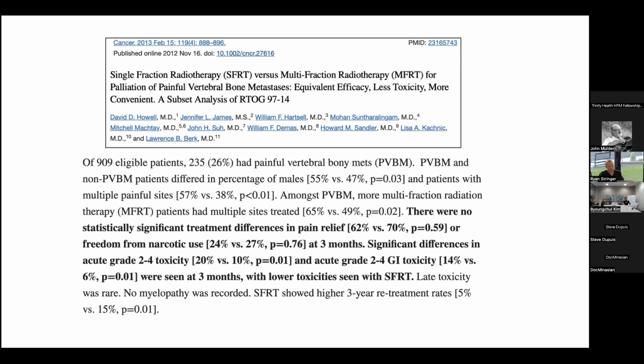So, single fraction radiation therapy versus multi-fraction radiation therapy for painful vertebral bone metastatic disease. In this article, there was no statistically significant difference in pain relief or freedom from narcotic use at 3 months. There were differences in toxicity, and specifically GI toxicity, which was half or a little less than half of that for the multi-fraction regimen seen at 3 months, and lower toxicities in general were seen with single fraction. Again, looking at the bottom, there is a higher retreatment rate when we're looking at the overall burden of going to the radiation oncology department. It seems to favor just having the patients come once.